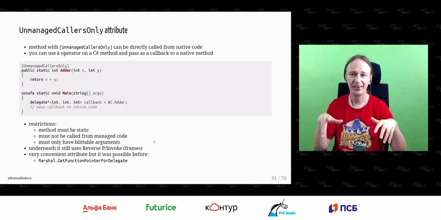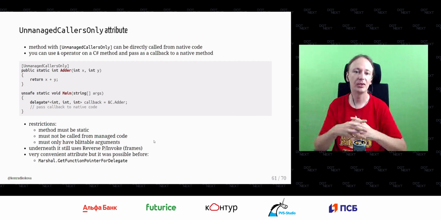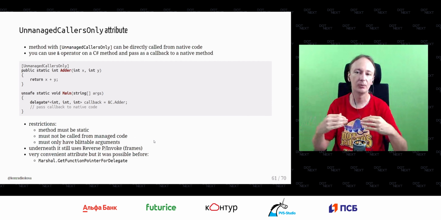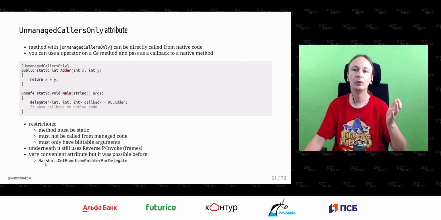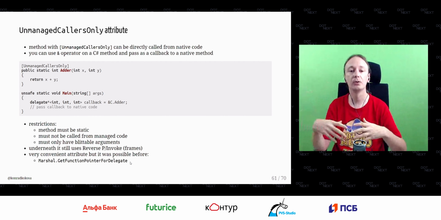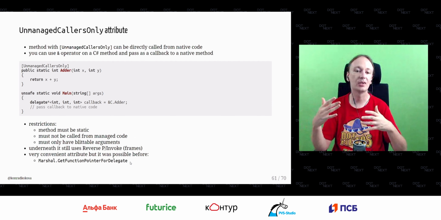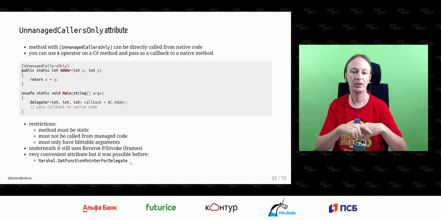little better. Underneath, it is not magic. It is still using P/Invoke and reverse P/Invoke frames, so it is just a more convenient way of exporting your methods. For example, currently you could use this method Marshal.GetFunctionPointerForDelegate, which is kind of the same thing, but now it is statically available at the C# level, on the level of C# syntax, not by using such a Marshal method.